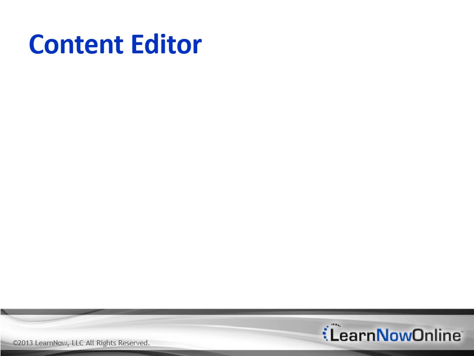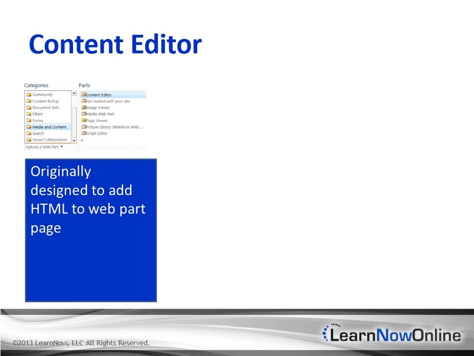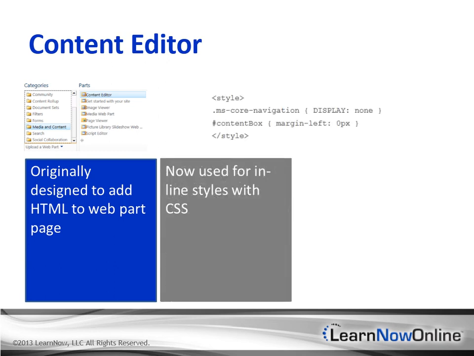When trying to add features, custom actions, and maybe tweak the look and feel of a page without going against the governance within an environment, power users have gone since SharePoint 2007 to the content editor. The content editor web part was originally designed solely for adding HTML to a web part page. Now with wiki pages, that's not such an important feature, but what it's used for now is to be able to create inline styles with CSS.